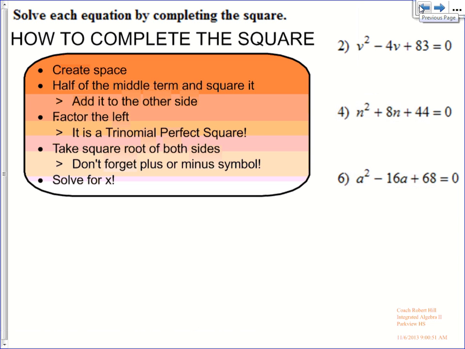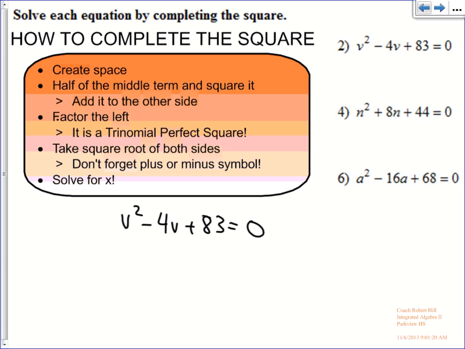These are a specific type of problem, and the reason they're so specific is because they don't factor, because there are no factors of 83 that add together and give you 4. But because the leading coefficient is 1 and the middle number is even, the choice is to solve this problem by completing the square.